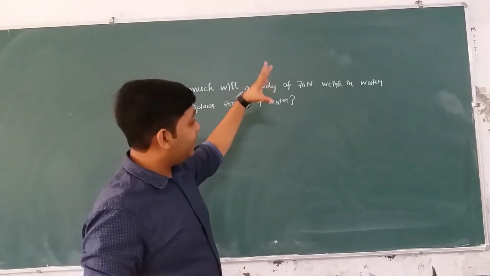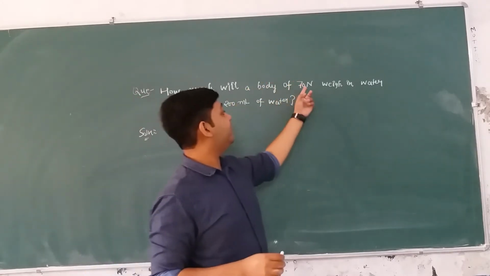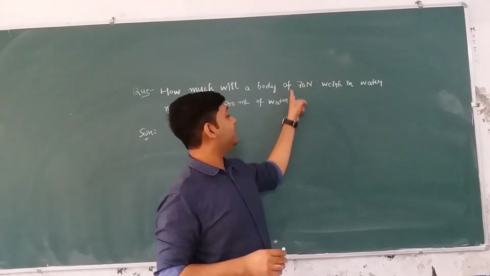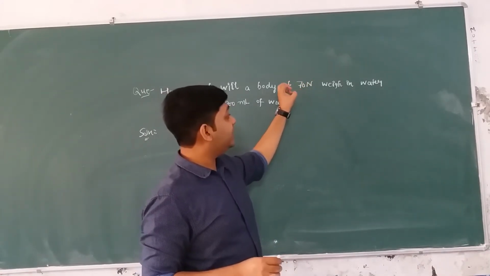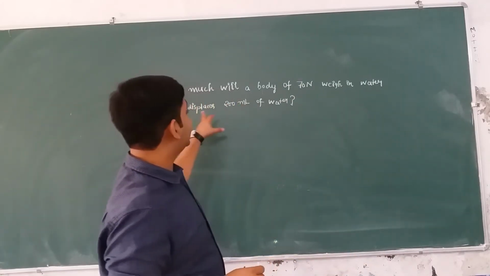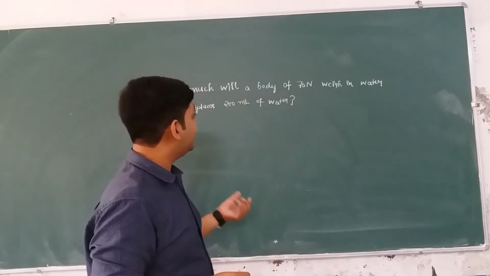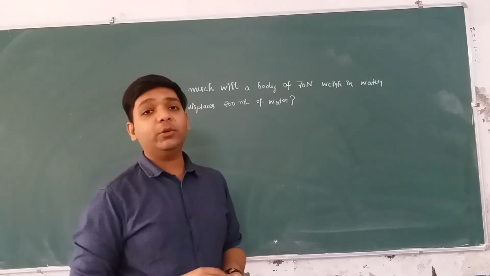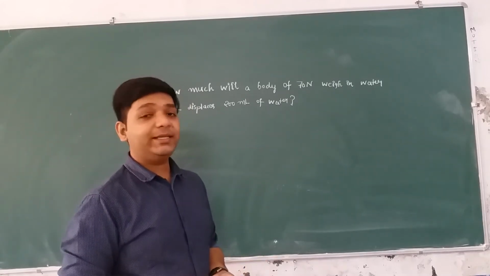So when we immerse a body whose real weight is 70 Newton in air, this is the real weight of the body which is measured in air. Now this body is taken inside the water, and now they are asking the apparent weight of it. I told you in previous lectures how we calculate the apparent weight.